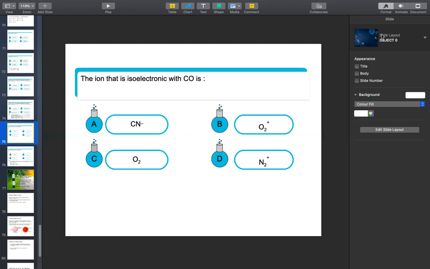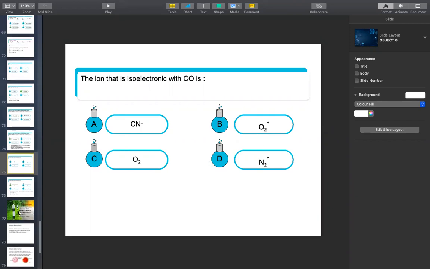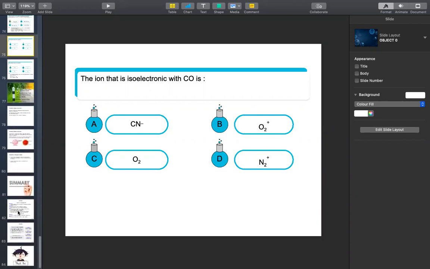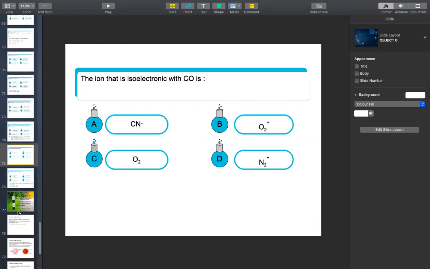Some are saying D, some are saying A. D, C, A. I got 2 A's. Now C. Again A. 3 A's I got. 3 A's as of now. 4 A's.